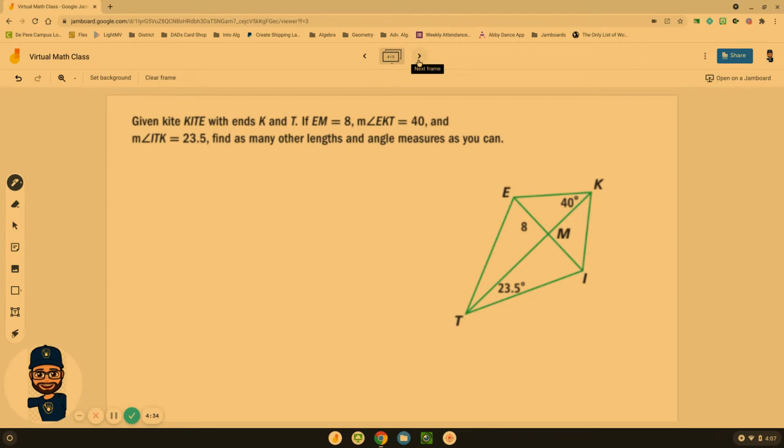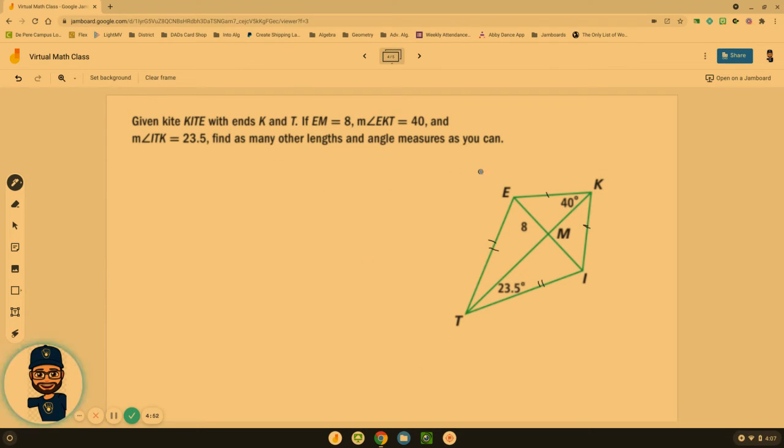If we are given kite K-I-T-E, that this is a kite, or they're telling us, given a kite. So I know that this side has to be congruent to that side. I know that this side has to be congruent to this side.